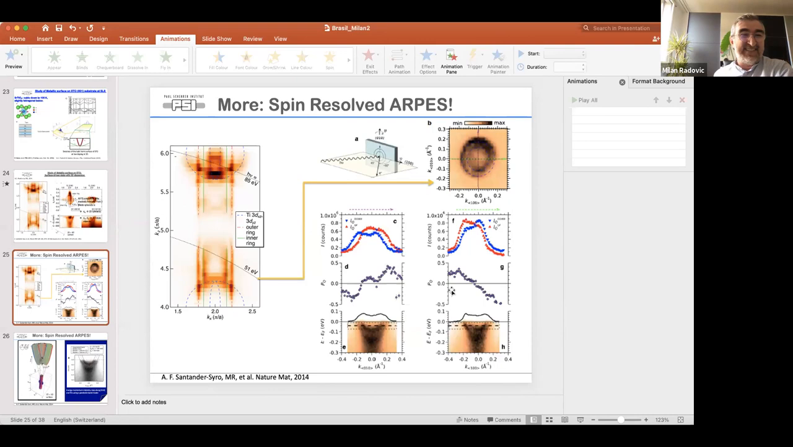Yes, Julio, right. And then I was asking about the polarization, if it's useful to play with the polarization of the light for the spin detection. Yes, it is.